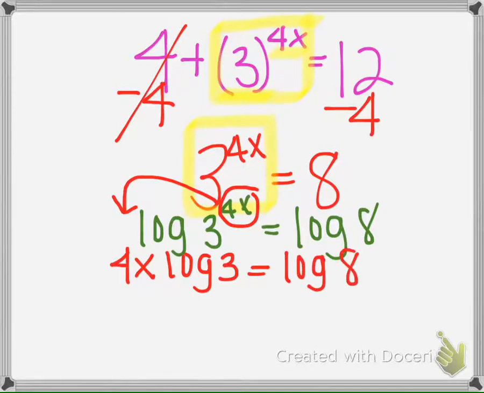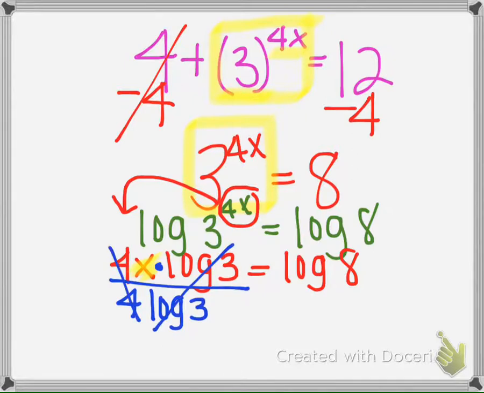And now to get this x by itself, this 4 is being multiplied by the x. So to get rid of this 4 here, we're going to divide by 4, and then this log 3 is being multiplied by the x, so we would also divide. So we're going to divide by 4 log 3. So in your calculator, you would need to do log 8 divided by 4 log 3.